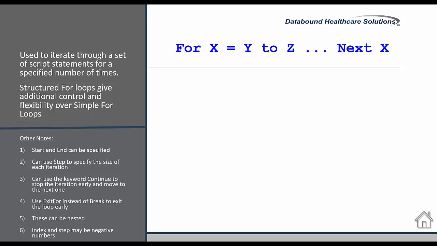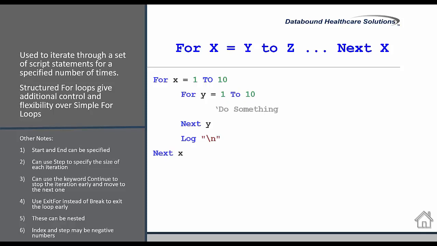So some notes. The start and end can be specified. If you look at this slide, at the top you have for x equals y to z, dot, dot, dot, next x. The dot, dot, dot is where your statements will go, and we'll see that in the example in a second. But if you look at y and z, that would be a number to a number. So for example, 1 to 10. Here we have for x equals 1 to 10, and then for y equals 1 to 10, do something. So this is actually a nested for loop.